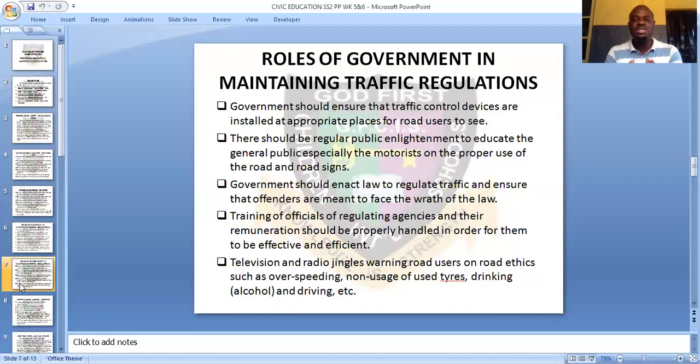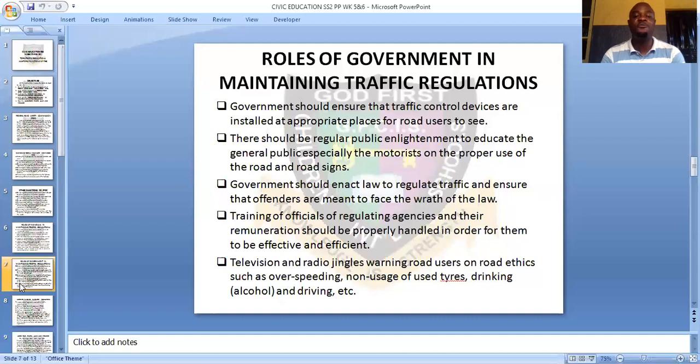There are some violations which they put a fine of 30,000. People just say, how much is 30,000? I'll do it. I'll do it again. I'll just give them 30,000 naira. So all these laws should make any violators face the wrath of the law.